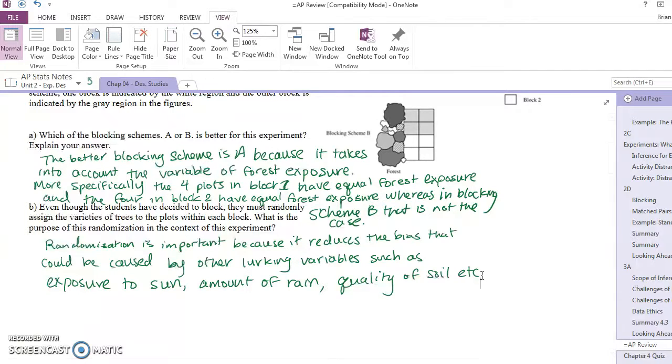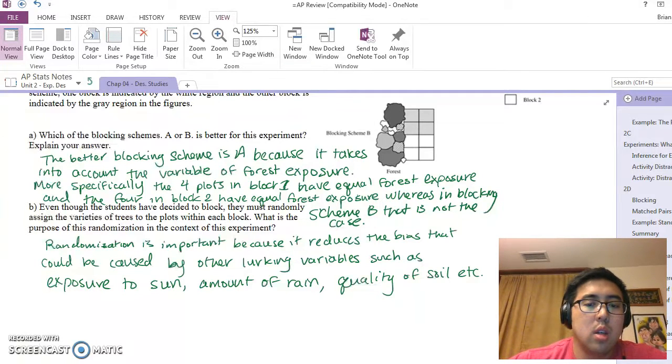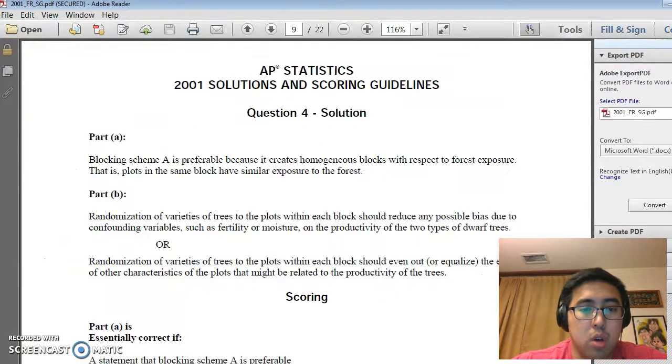So essentially what I'm saying here is that randomization is important because when you randomly assign, you reduce the possibility of your own bias, systemic bias, of placing different types of trees within plots that systemically favor certain outcomes. So let's take a look at what the answer rubric says, and I know that this is probably not the best recording session. It is my first one, so just please bear with me.